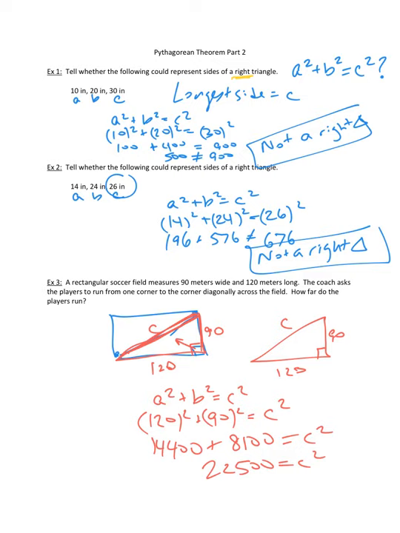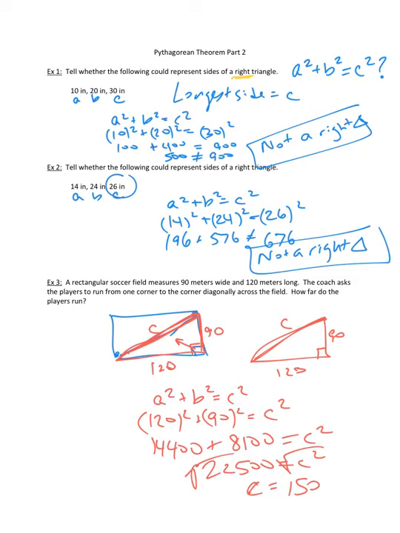And then I'm going to take the square root on both sides, which is going to be 150. So c equals 150. So the players ran 150 meters across the field, or meters rather, I should say.